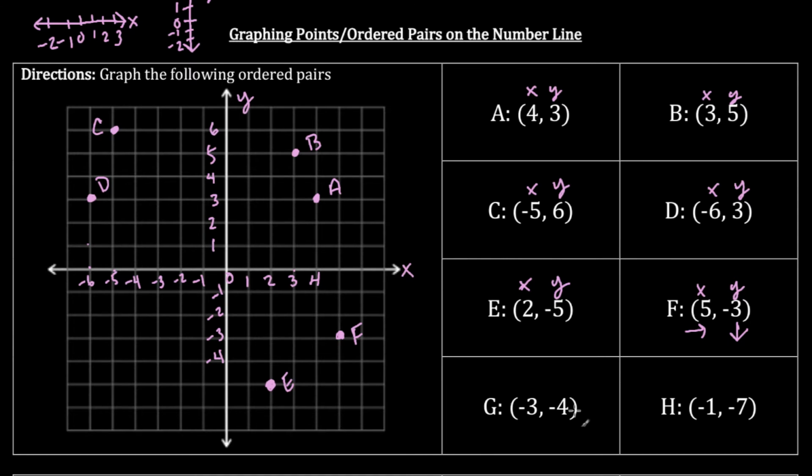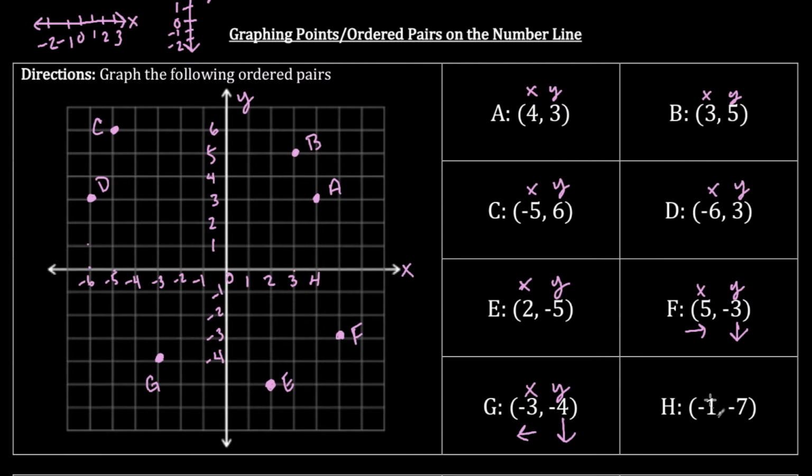So G is -3, -4. So -3 would be left on my x, and then down 4 on my y-axis. So left 3, down 4. If that helps you, then go ahead and use it. It's whatever is useful for you.